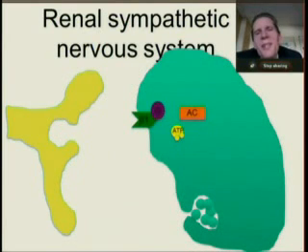This shows a nerve cell ending adjacent to the granular cell of the juxtaglomerular apparatus, and once again norepinephrine is released, which binds the beta-1 receptors and via a G-protein coupled mechanism activates the adenyl cyclase, which then splits ATP into ADP and phosphates and cyclic AMP. That then activates the release of renin.